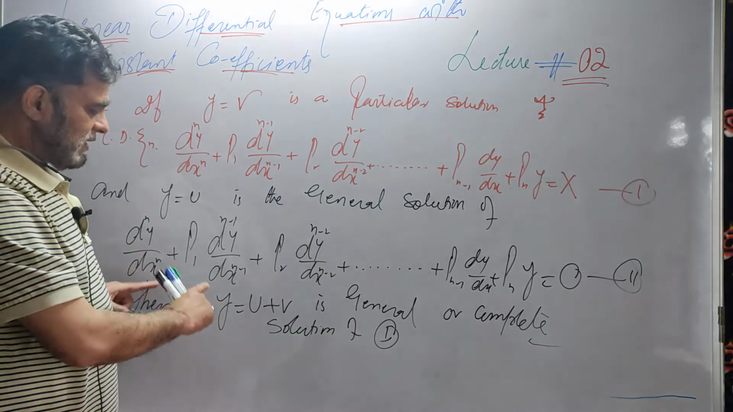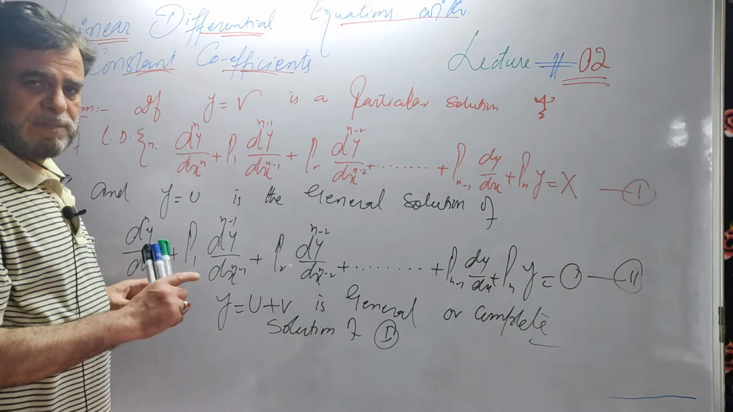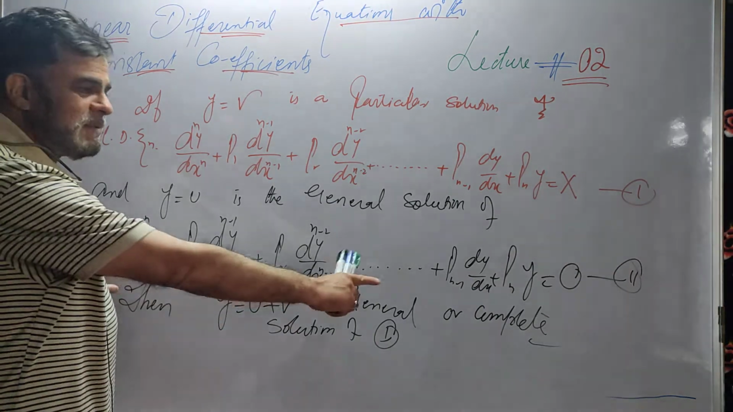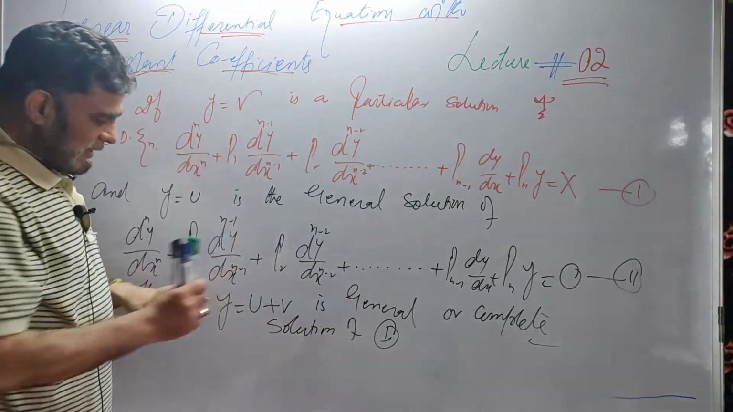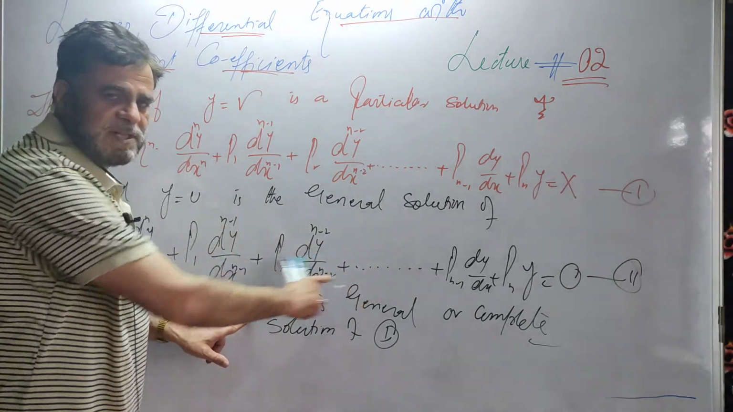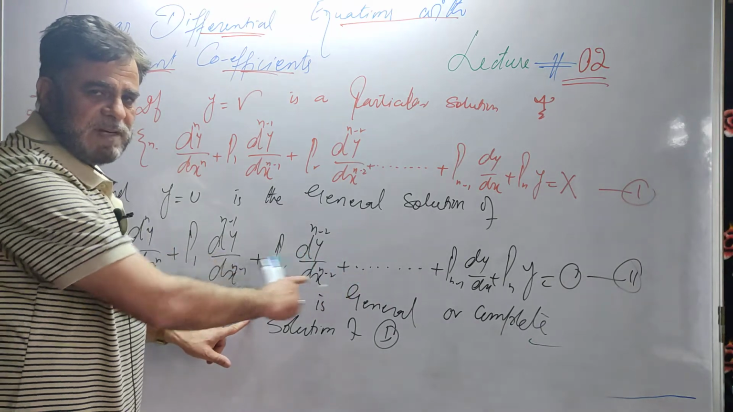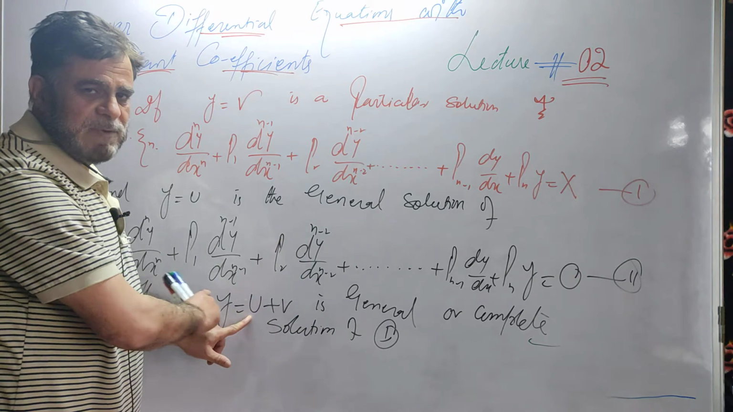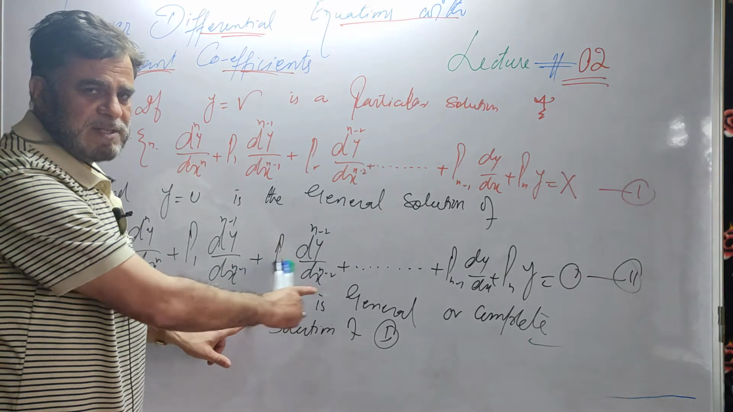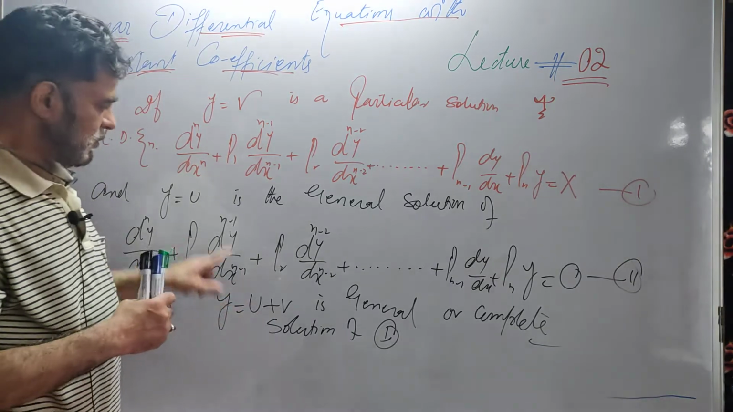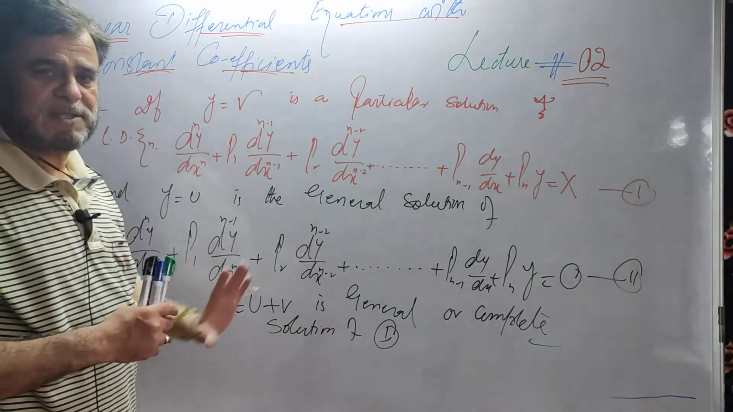Okay, so that y is equal to c1 y1 plus c2 y2 and so on to plus cn yn is the solution of this. That means this part u is the solution of this differential equation, and in lecture number 1 we have seen that the solution of this equation contains n arbitrary constants which are independent. It is given by this u, because u is the solution of this when the right side is 0.